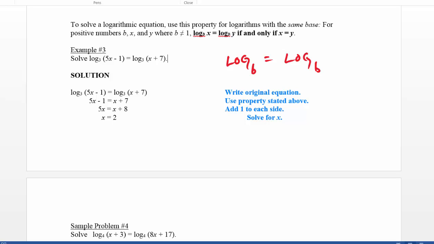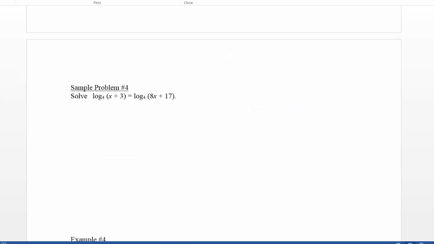And what you can see here is that we could basically take these log bases and remove them, eliminate them. That's not technically what's happening, but the final idea here is that you end up with 5x minus 1 equals x plus 7. And so we can simply solve that algebraic equation very easily once the logs are dropped. So whenever you have a log on each side of the equation with the same base, that's a pretty easy deal to do. So let's look at sample problem number 4.